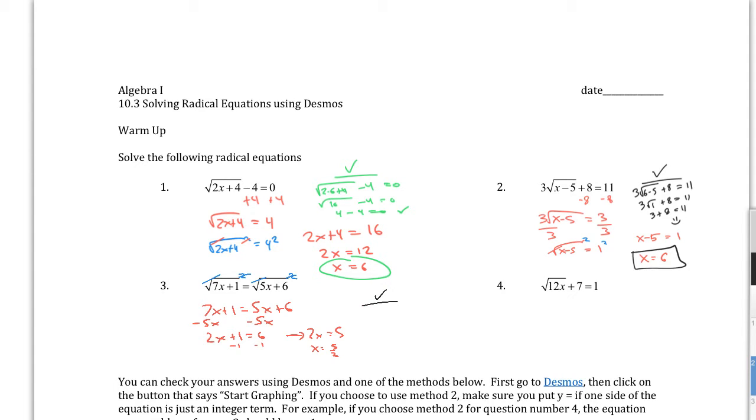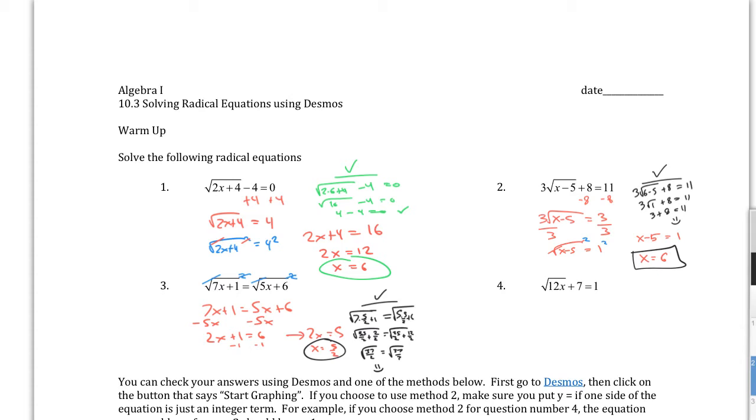To check this one, we get square root of 7 times 5 halves plus 1 equal to square root of 5 times 5 halves plus 6. Well, let's see, that's 35 over 2 plus 2 over 2. Get a common denominator there. Equals 25 over 2 plus 12 over 2. And both of those equal 37 over 2 square root. So we're good.